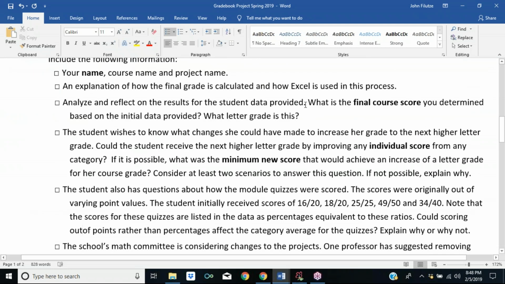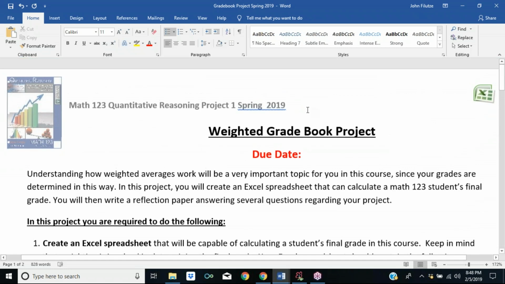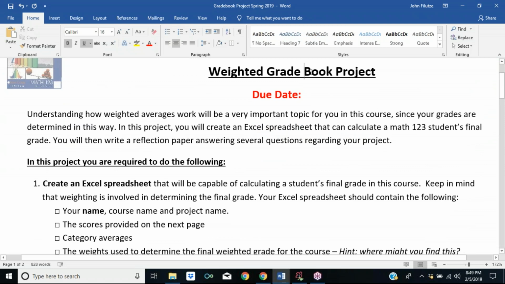And maybe, whoops, I don't know what just happened. Maybe it should look like this, a weighted gradebook project. So it says here, the idea here in this project, whoops, I don't have it up for you, do I? Oh yeah, I do, okay.